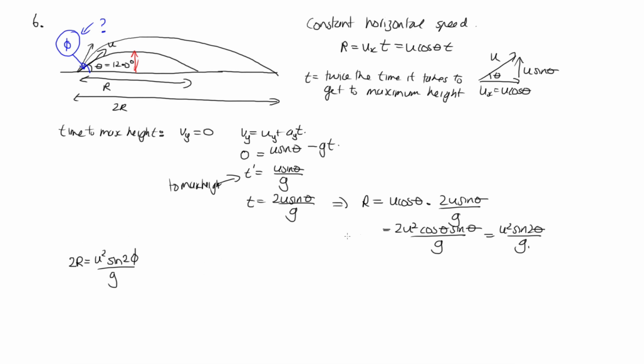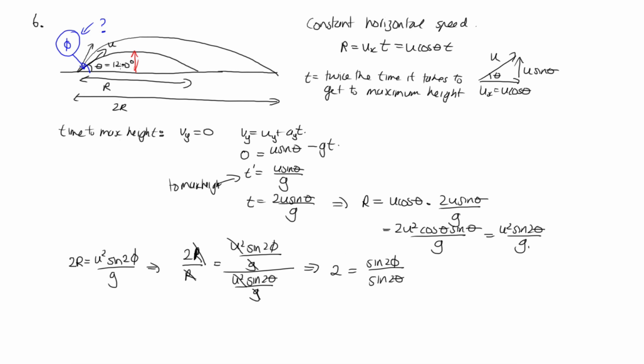What we can do now is solve these simultaneously, like we did in some of the previous questions. So we'll divide this one here by the one over here. On the left hand side we have r, and here we've got 2r. So 2r over r is equal to u squared sine 2 phi over g, divided by u squared sine 2 theta over g. And you can see there's lots of common factors which will cancel out. The r's cancel, the u squareds cancel, the g's cancel, and we've got 2 is equal to sine 2 phi over sine 2 theta.